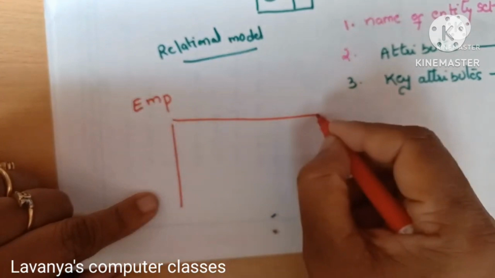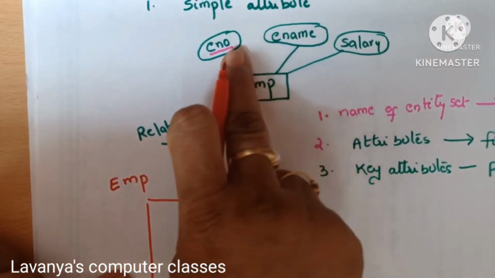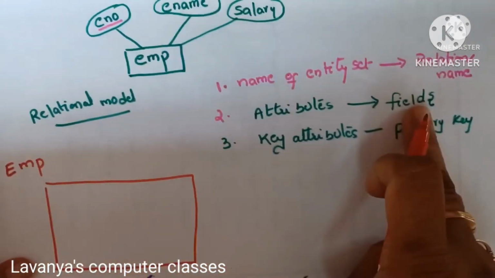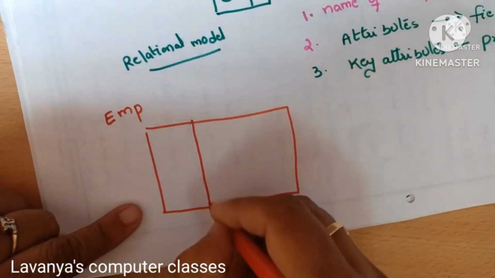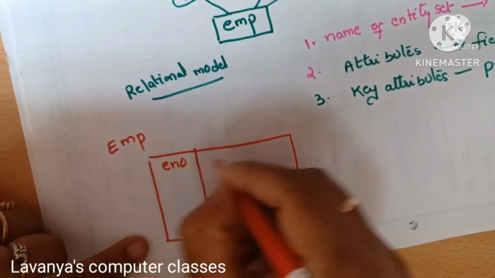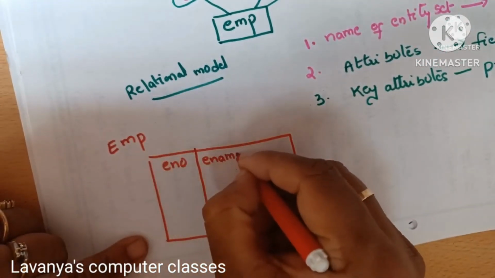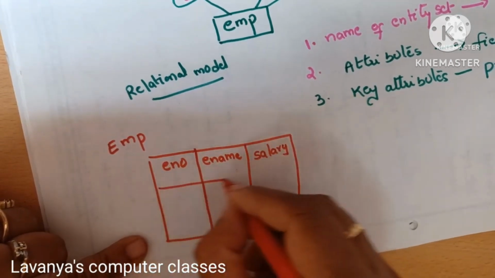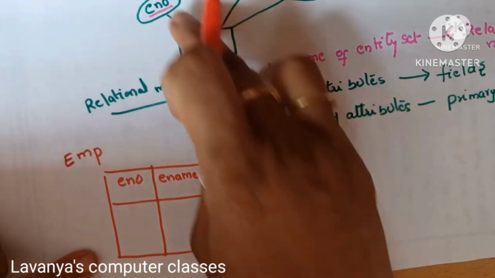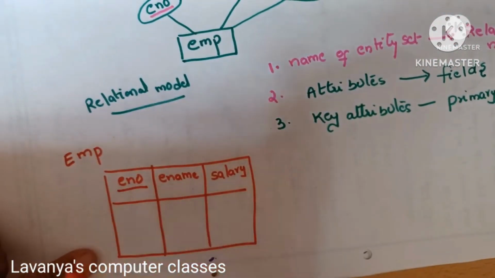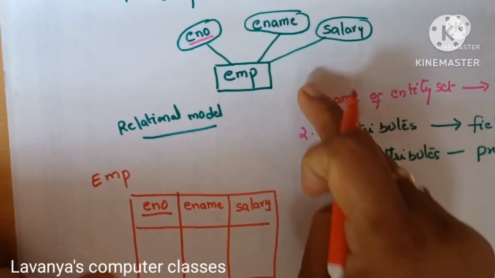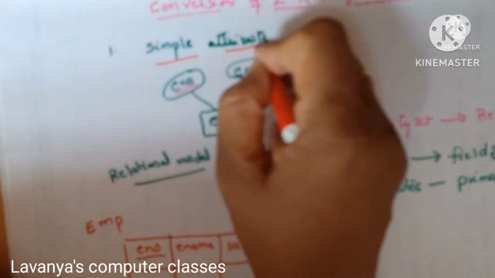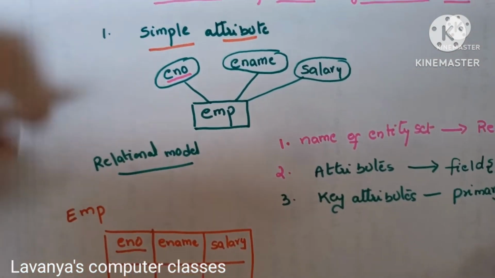So in the above example, which one is the entity set? The entity set name is EMP. So EMP is considered as a table name. Now second one is attributes. How many attributes are there in this example? Three attributes. Those three attributes are converted like field names. First field is employee number, second field is employee name, third field is salary. So second step is over. Third one, key attribute. In the above example, key attribute is employee number. So now it is considered as a primary key of this table. So this is the conversion of simple attribute entity set into a relational model.